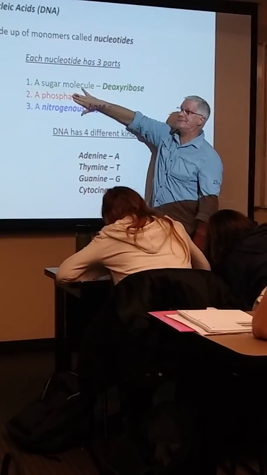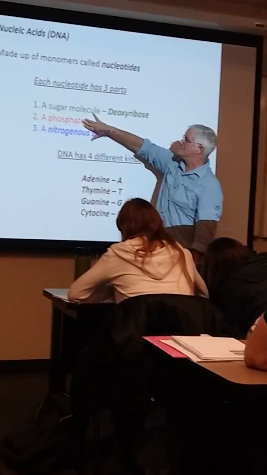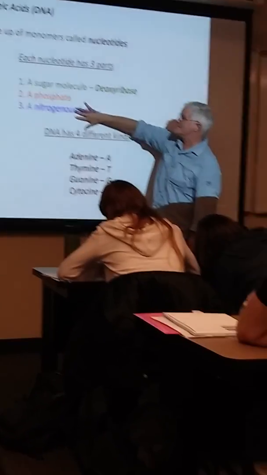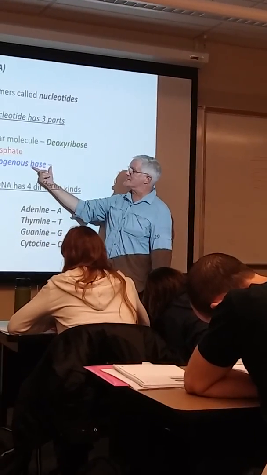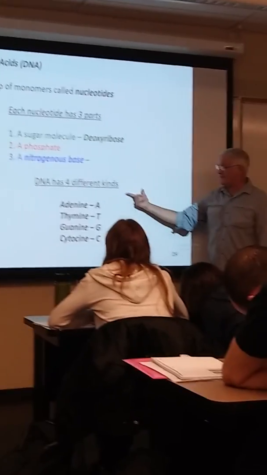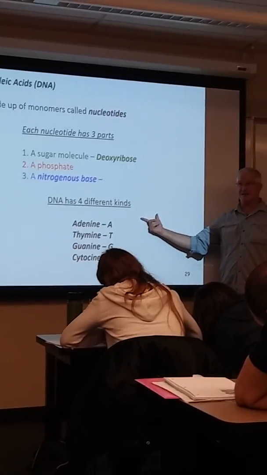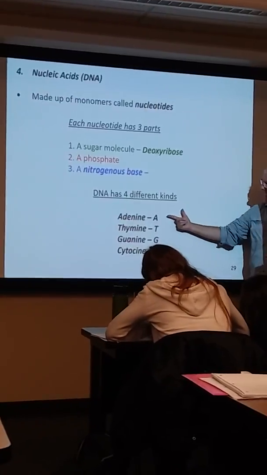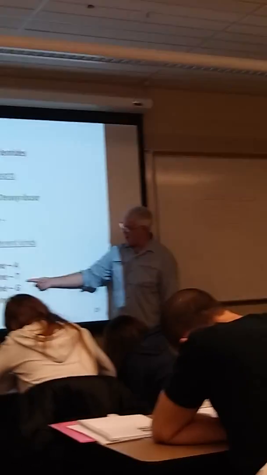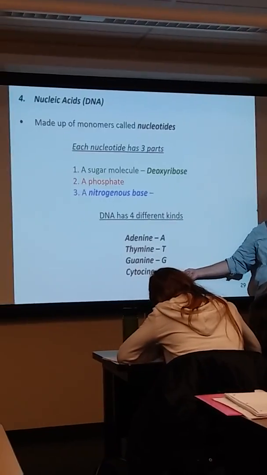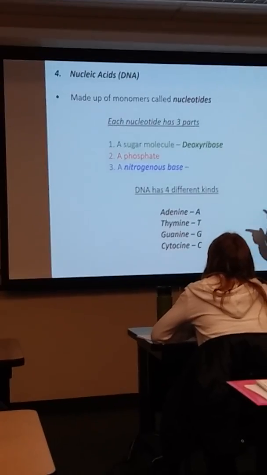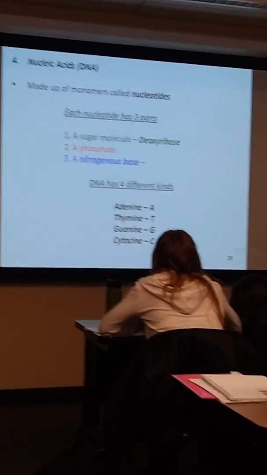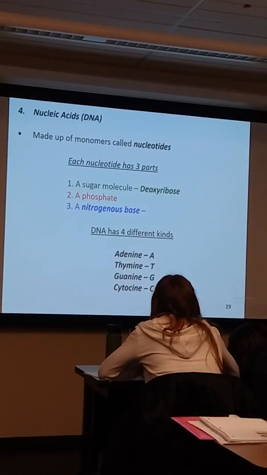That's a phosphate, right? That's a chemical element, and a nitrogenous base. Well, what is a nitrogenous base? Well, we've got 4 different kinds of nitrogenous bases. You have what's called adenine, thymine, guanine, and cytosine. You need to be able to spell them. If I were to ask you to name the nitrogenous bases, then you need to write the full name out.